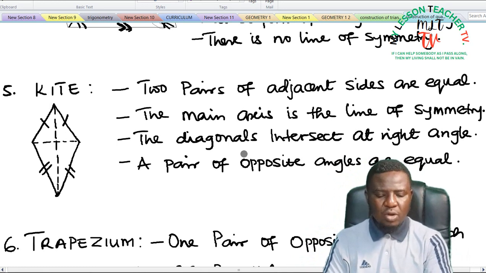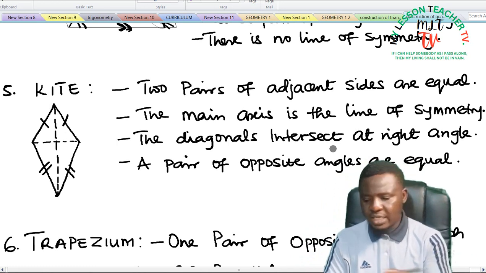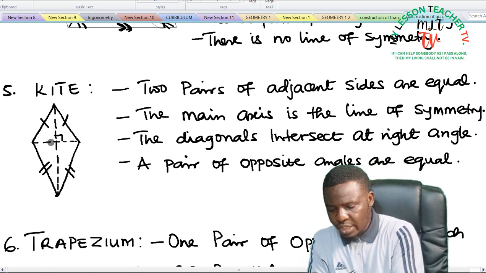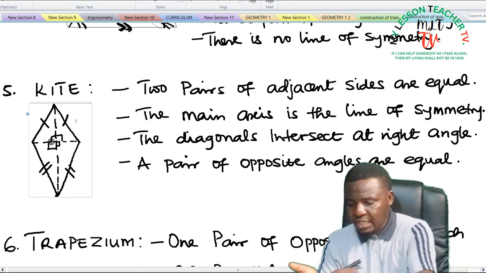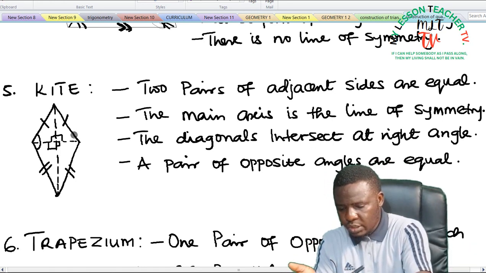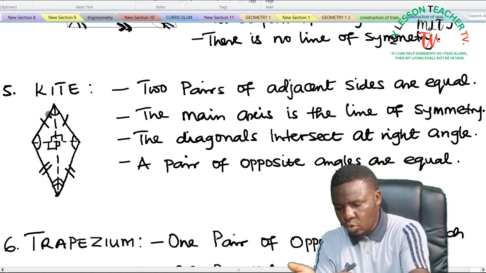Okay? I will say the diagonals intersect at right angle. Yes. So this is angle 90, same with this and this as well. A pair of opposite angles are equal. That is to say, this angle is equal to this angle, as well as this angle is equal to this angle.